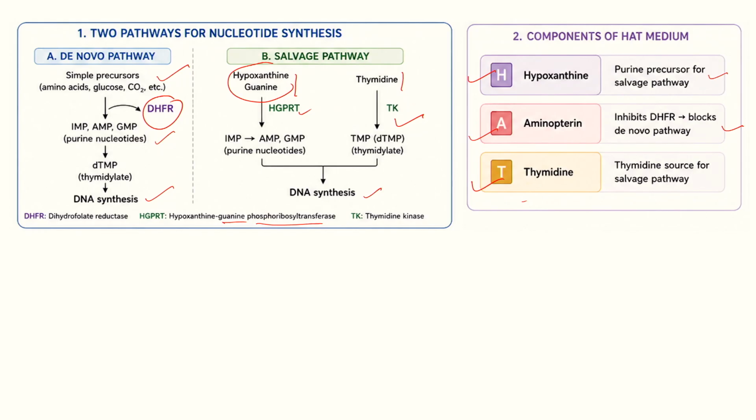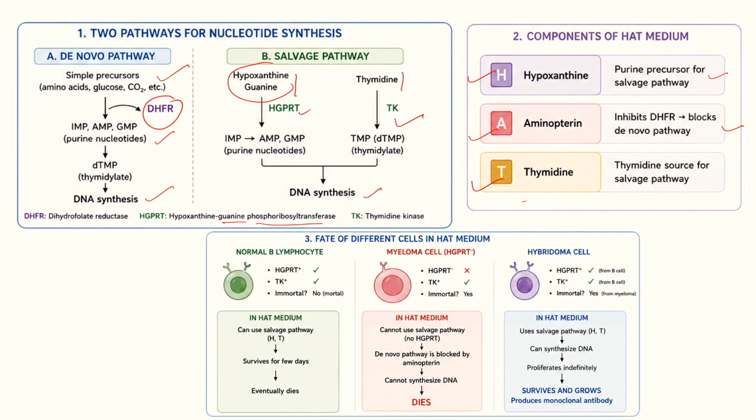What is the beauty of the HAT media in selecting hybridoma is given below. The normal B lymphocyte, which can generate the antibody, is HGPRT positive. They contain HGPRT and thymidine kinase. That means these two enzymes are present in this cell, and therefore they can use the salvage pathway, and they can generate this antibody. However, these cells are mortal. They can die, right? They won't survive for a longer duration of time. Therefore, after a certain period of time, the cell will die.